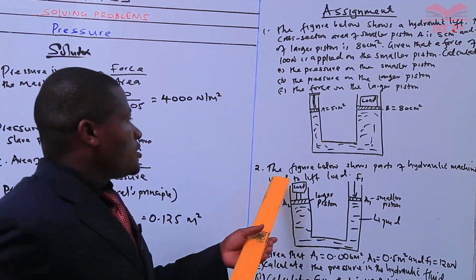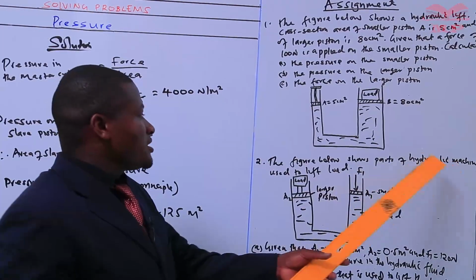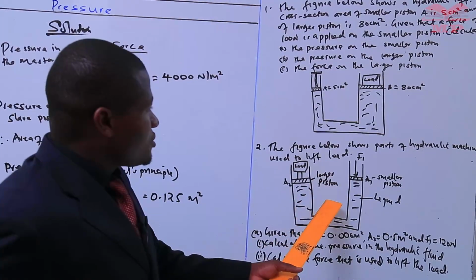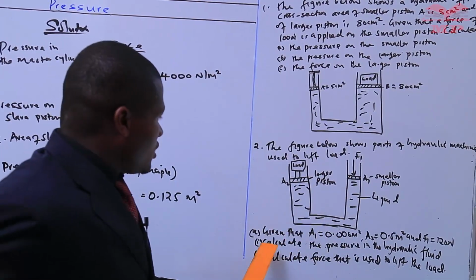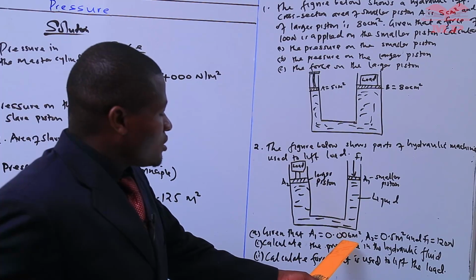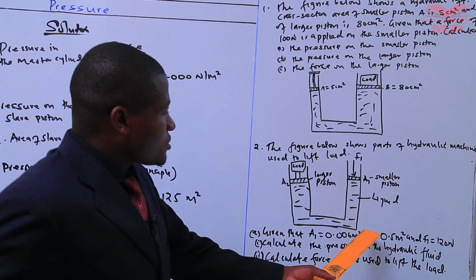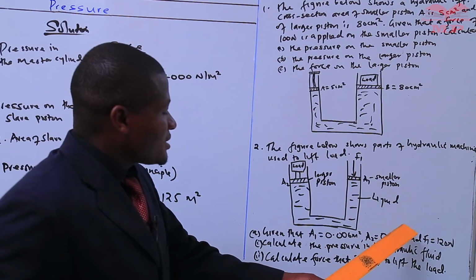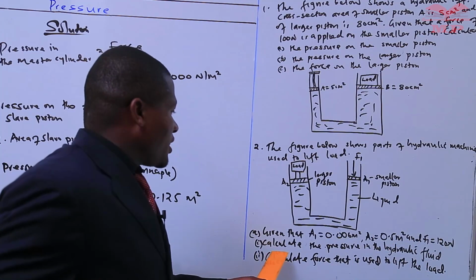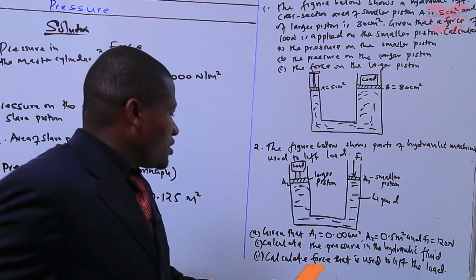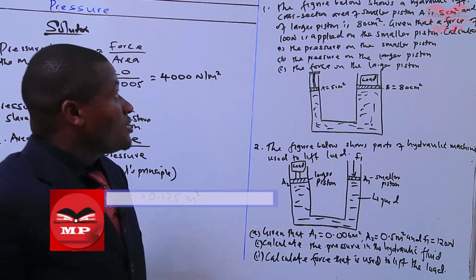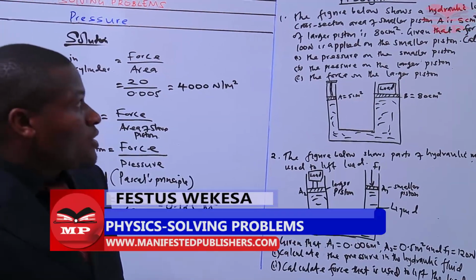Then question 2: the figure below shows part of a hydraulic machine used to lift a load. This is the diagram. We have the larger piston, we have the smaller piston. Given that A1 is equal to 0.06 meters squared, A2 is 0.5 meters squared, and F1 is 120 Newton. Calculate the pressure in the hydraulic fluid. Then calculate the force that is used to lift the load. So kindly attempt these questions when you are at home.